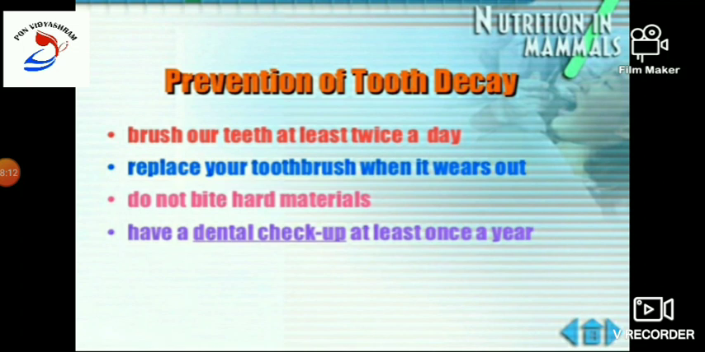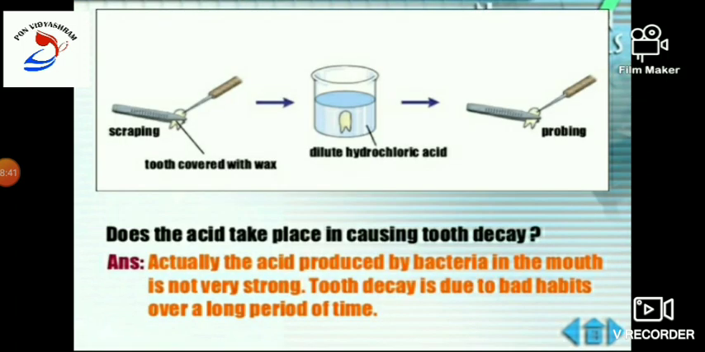How can you prevent tooth decay? Brush our teeth at least twice a day. Replace your toothbrush when it wears out. Do not bite hard materials. Have a dental checkup at least once a year and you have to brush your teeth at least twice a day after every meal. Also, one should not put dirty fingers or any unwashed objects in the mouth. From this, you can avoid tooth decay.